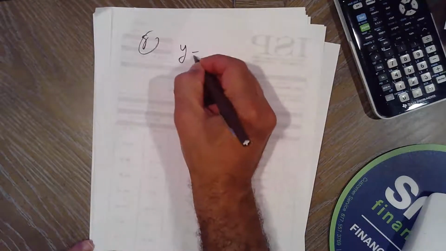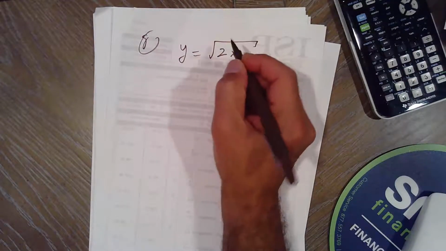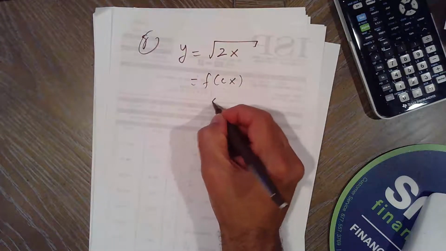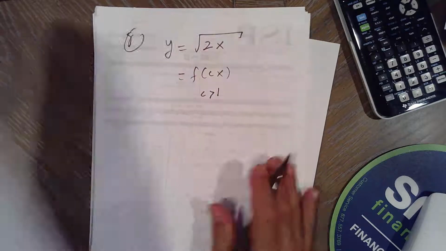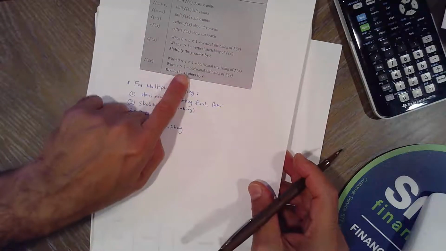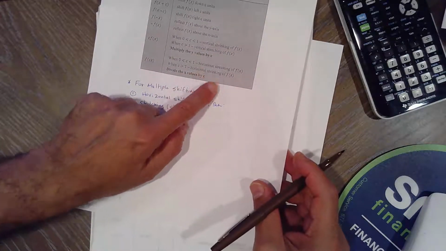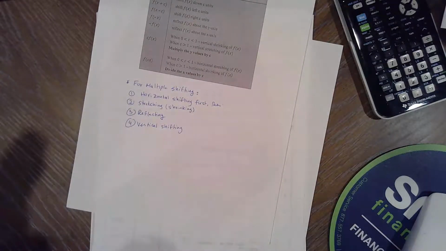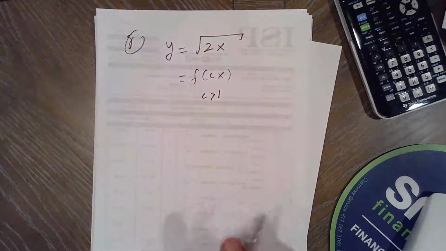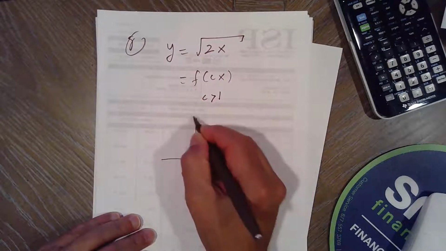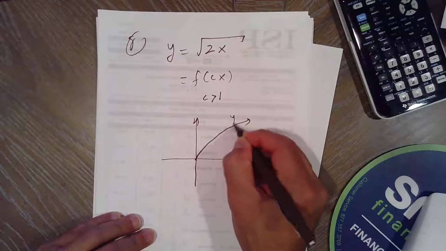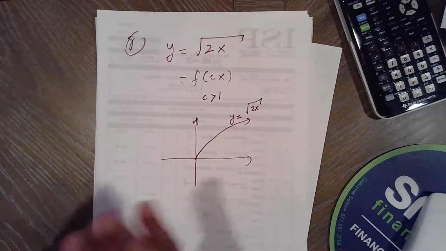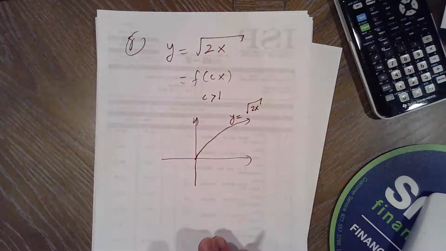if you have y equals square root of 2x, so this is like f of cx, where c is greater than 1. When c is greater than 1, you have horizontal shrinking, so horizontally you shrink it, it's like compressing it horizontally. So it's going to go like y equals square root of 2x. Okay, you compress it horizontally, so that's what you get.